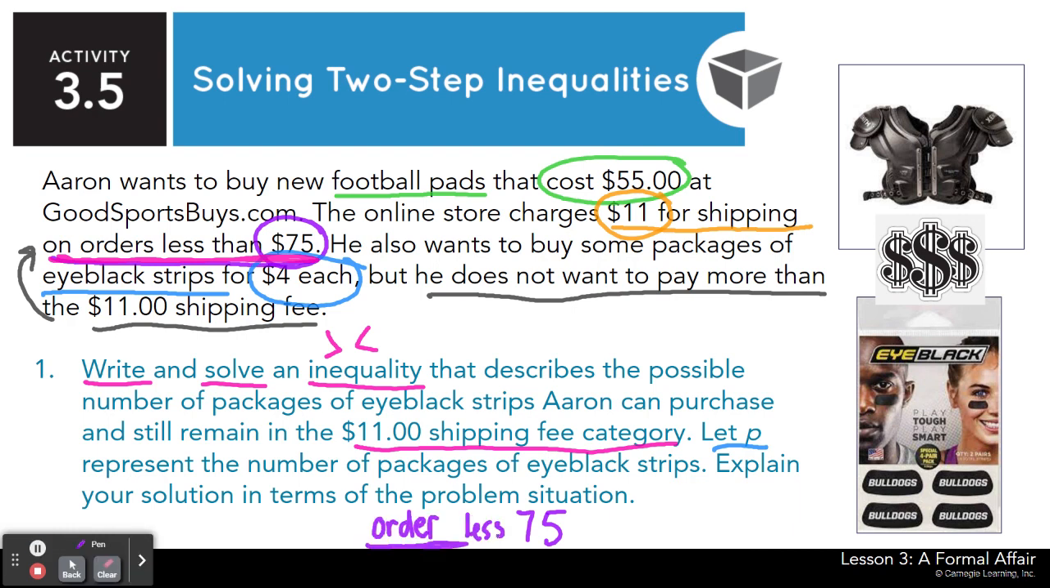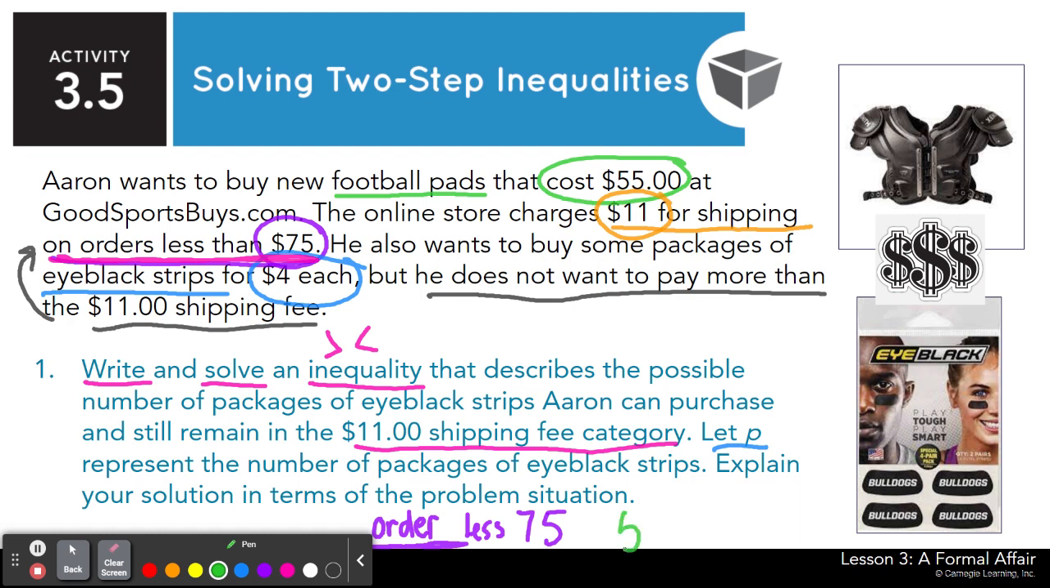I made a quick change to my work. I need to write this in the order that it's given to me. So his order is less than $75. Now let's think about what is in his order. So in his order, he's got football pads for $55, plus he's got packs of eye black strips that cost $4 each. Now I want you to take a second to think, what sign would I use to show that his order is less than $75?